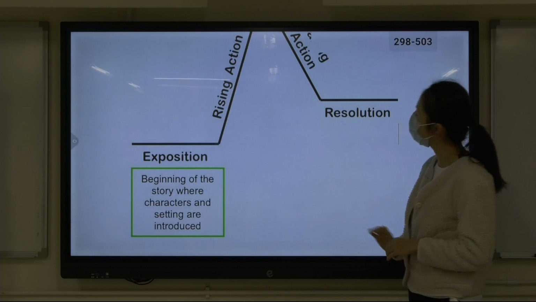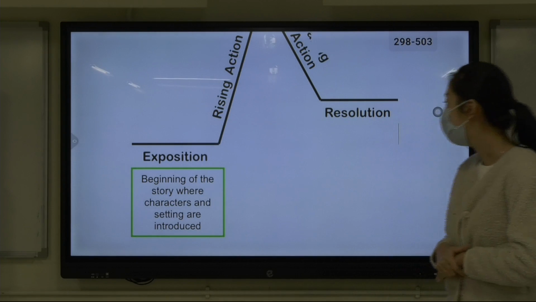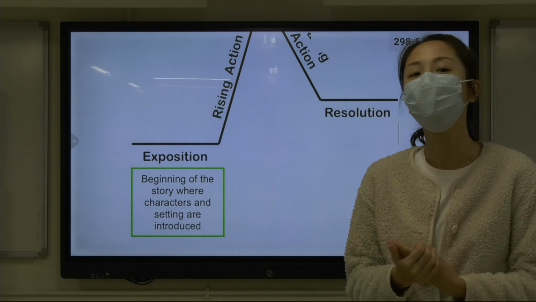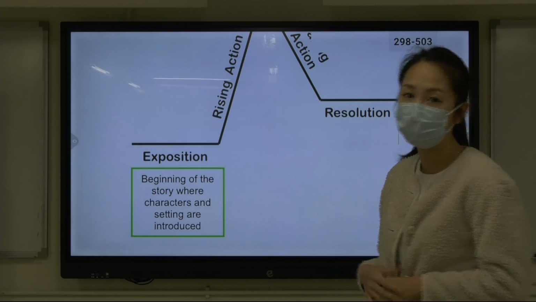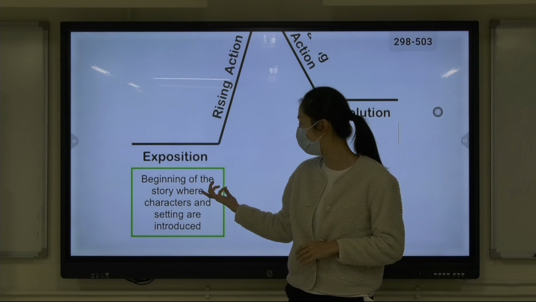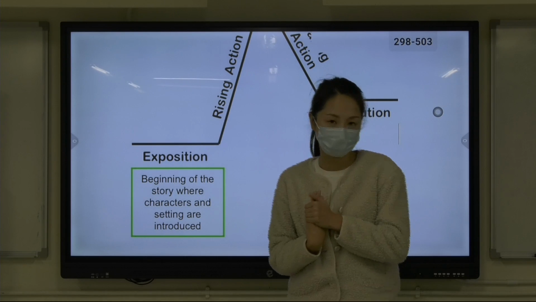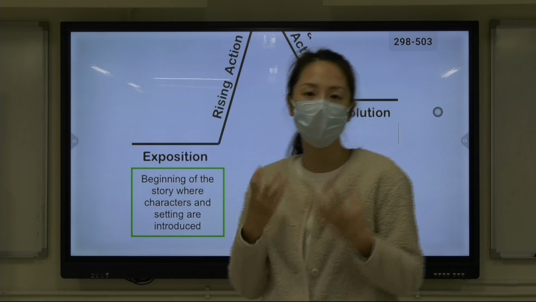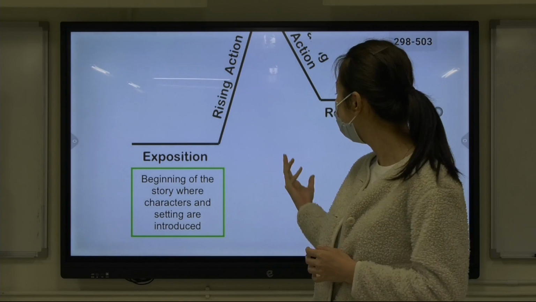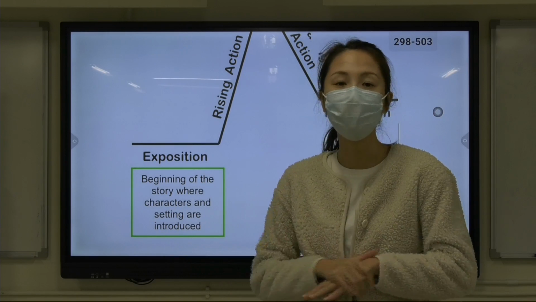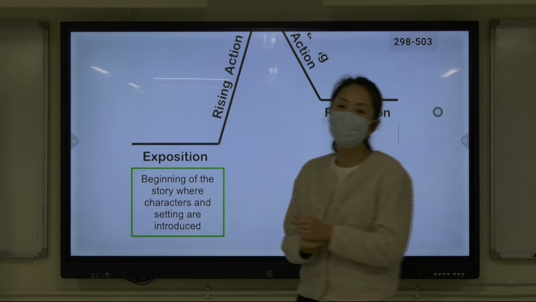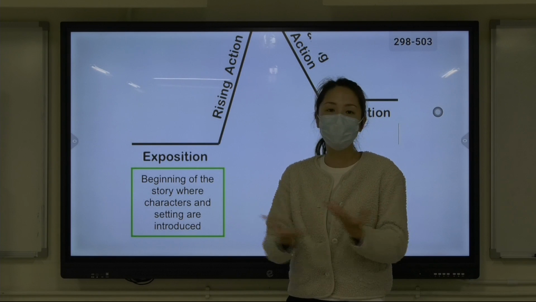Respectively, okay? So let's look at the first one, exposition. This word is more difficult or unfamiliar to you, but actually it means beginning. So at the very beginning of your story, you should talk about the characters: the roles, the people, the animals, like the giraffe or the lion or the horse. And then you're talking about the setting. So what is the setting? Setting can be the date, the climate, the place, and whatever you want to talk about.